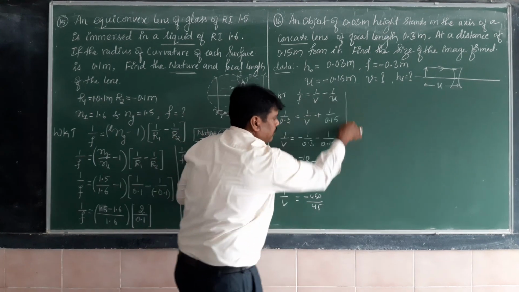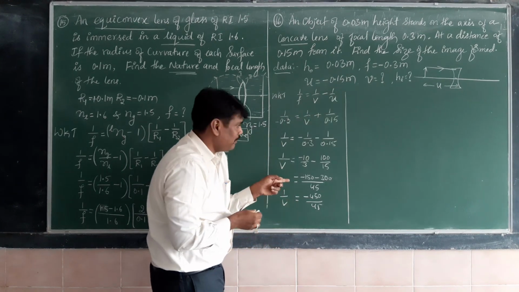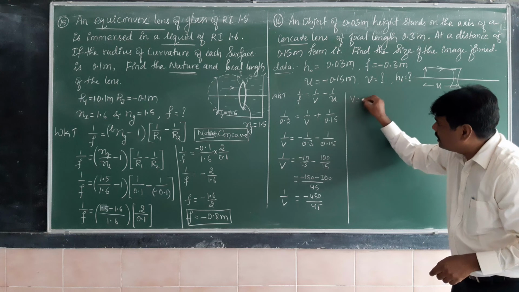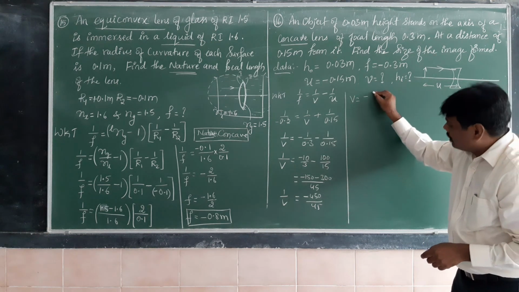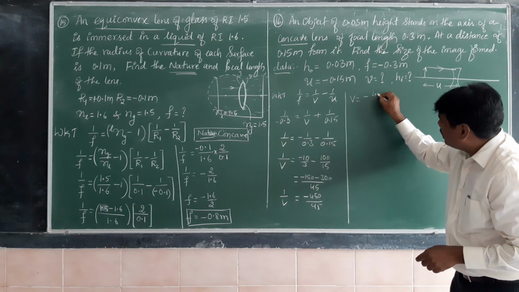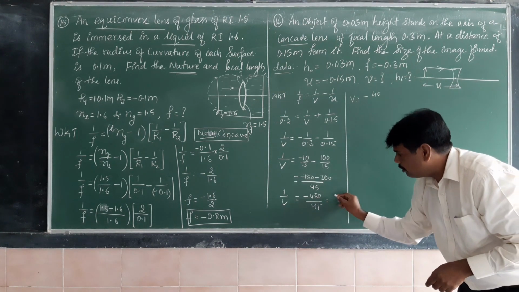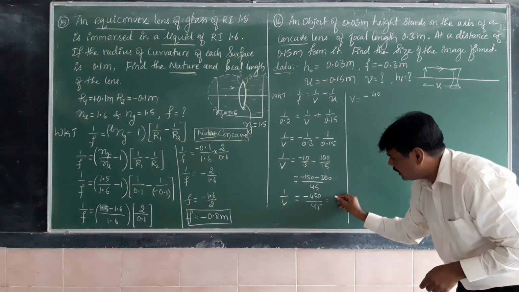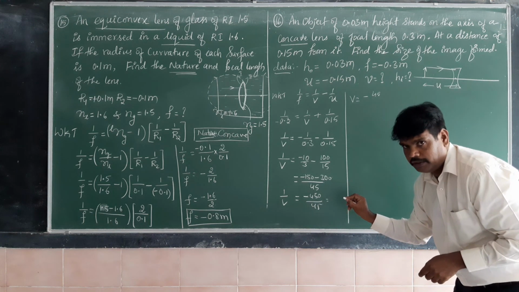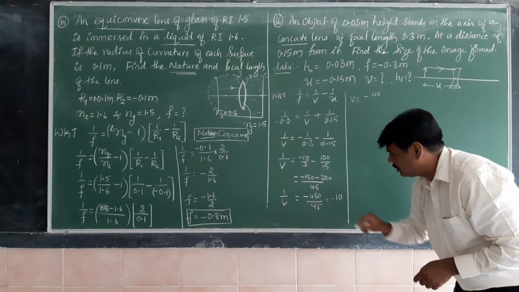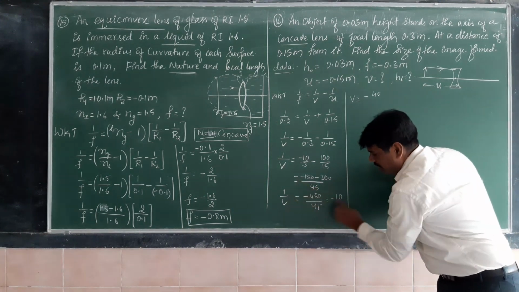Now, in the next step, I want to take the reciprocal of this value. If I take the reciprocal, V is equal to minus 45 divided by 450, or you can take 150 divided by 45. 150 divided by 45 is 10 only. So 1/V is minus 10.